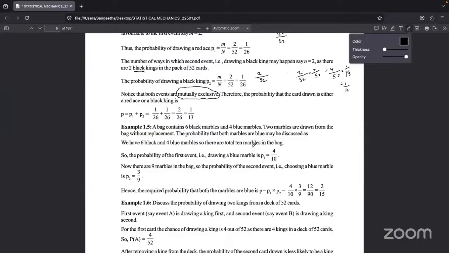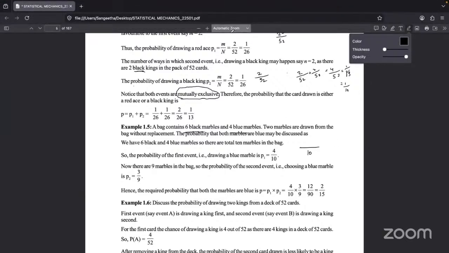Next we will see the product of two probabilities, the product rule or multiplication rule. What is the question given? A bag consists of 6 black marbles and 4 blue marbles. So the total number of marbles is 10. Two marbles are drawn from the bag without replacement. That means once I take one, I am not putting it back.